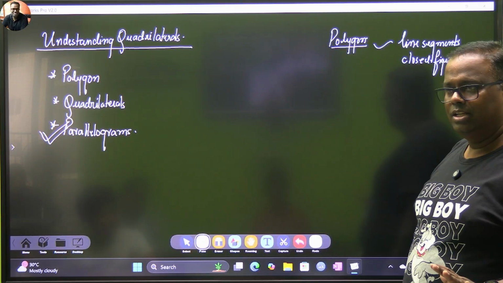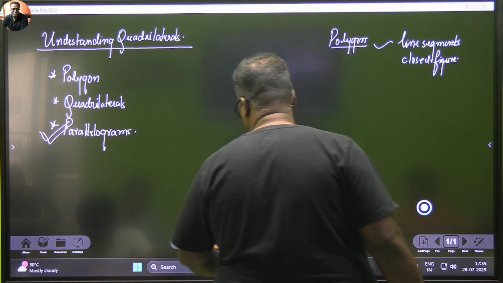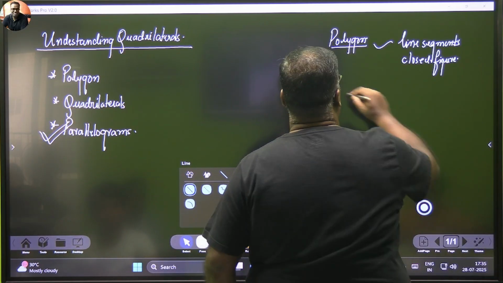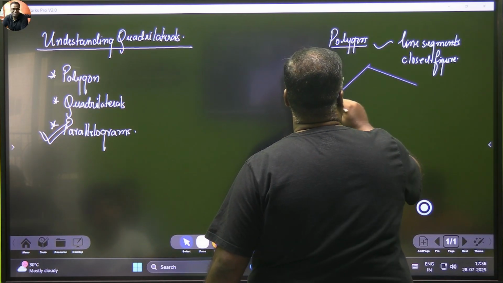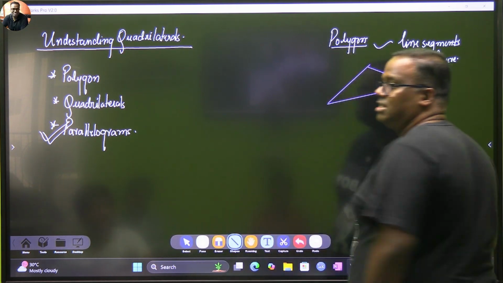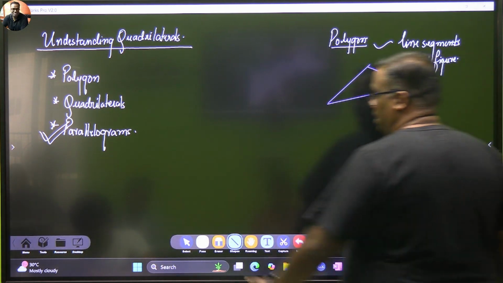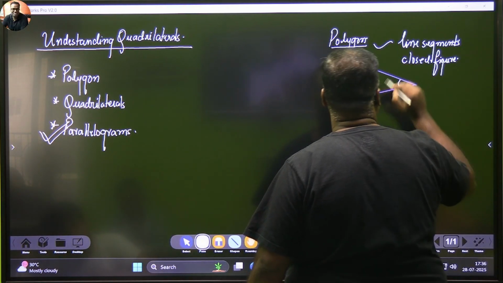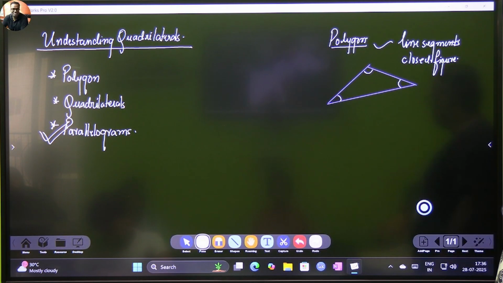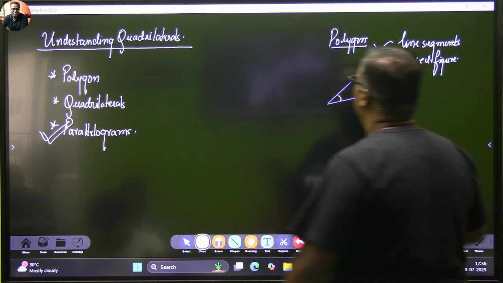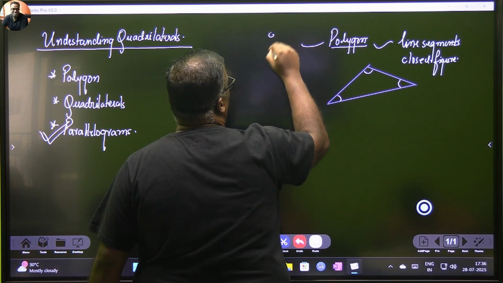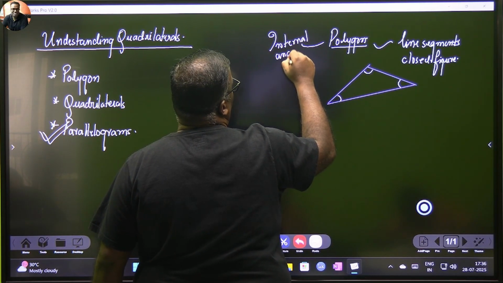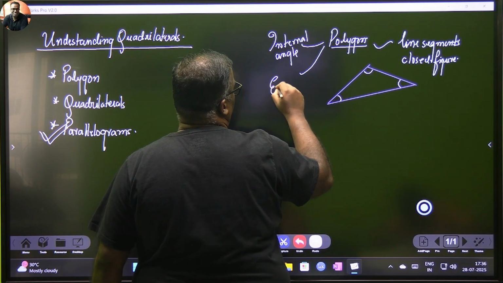Is this clear? So the simplest of the polygons that we can think about is a triangle. So let's say, is this a polygon? Yes, this is a polygon. And gon means angle, so we have angles. These angles which are there inside a polygon are known as internal angles. Every polygon will have internal angles, and there will also be external angles.